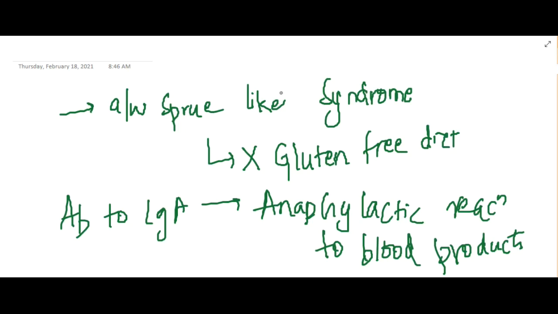These patients are also associated with sprue-like syndromes, and these sprue-like syndromes may or may not respond to a gluten-free diet. Antibodies to IgA are present here, and these antibodies to IgA can result in anaphylactic reactions to blood products. So these are the important points about selective IgA deficiency.